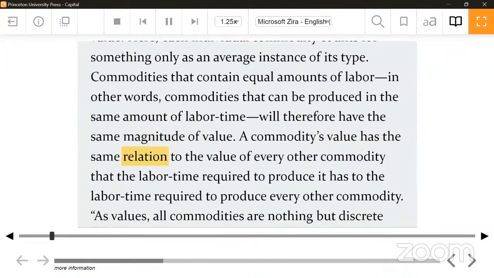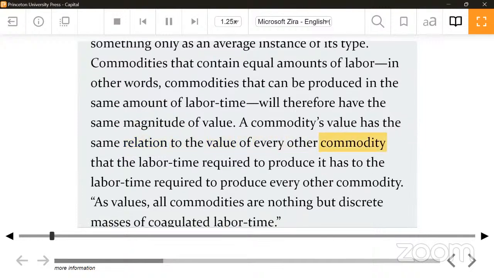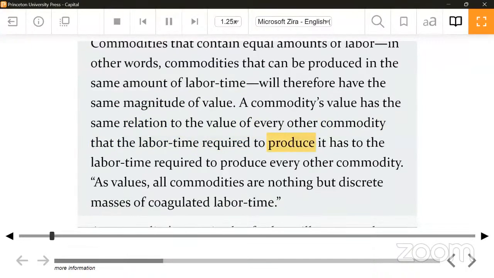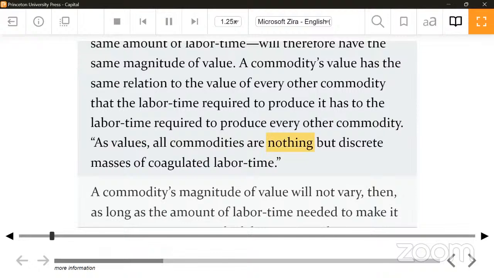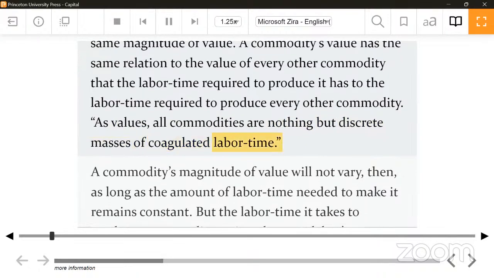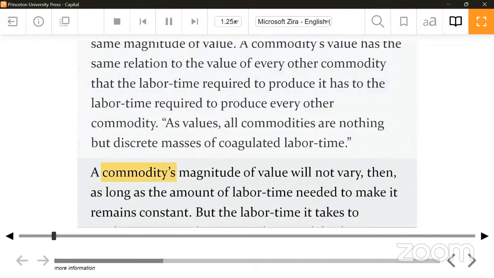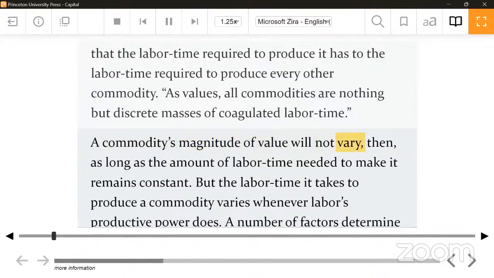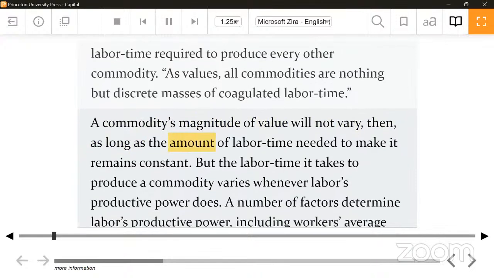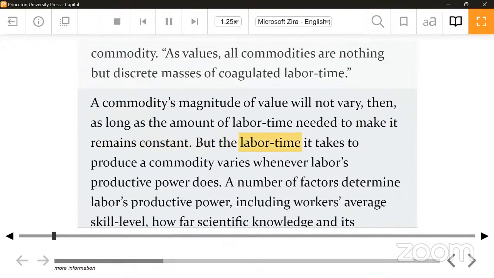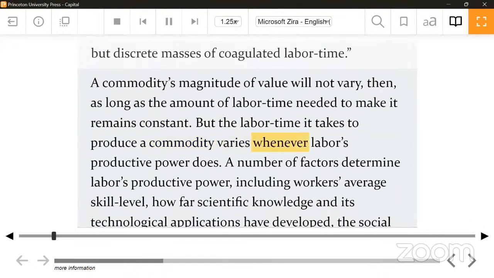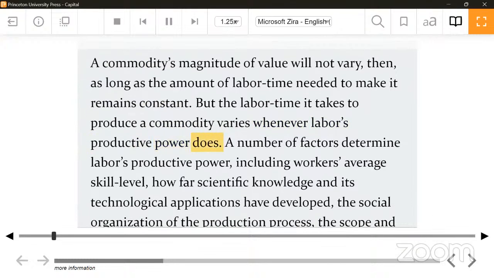A commodity's value has the same relation to the value of every other commodity that the labor time required to produce it has to the labor time required to produce every other commodity. As values, all commodities are nothing but discrete masses of coagulated labor time. A commodity's magnitude of value will not vary, then, as long as the amount of labor time needed to make it remains constant. But the labor time it takes to produce a commodity varies whenever labor's productive power does.